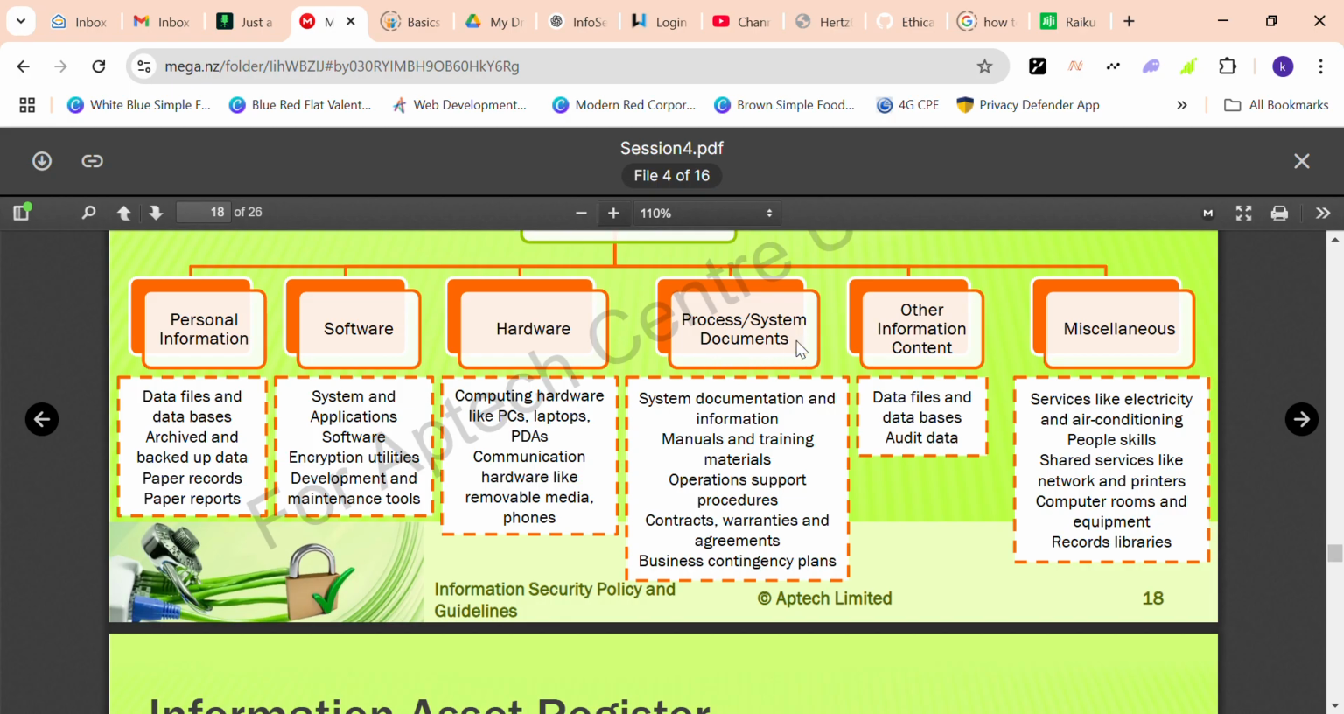Process or system documents include system documentation and information manuals, training material, operation support procedures, contracts, warranties and agreements, and business contingency plans. This is what we talk about as process system documents. Other information content talks about data files and database audits. We also have miscellaneous services like electricity and air conditioning, people's keys, shared services like network and printers, computer rooms, and equipment record libraries.